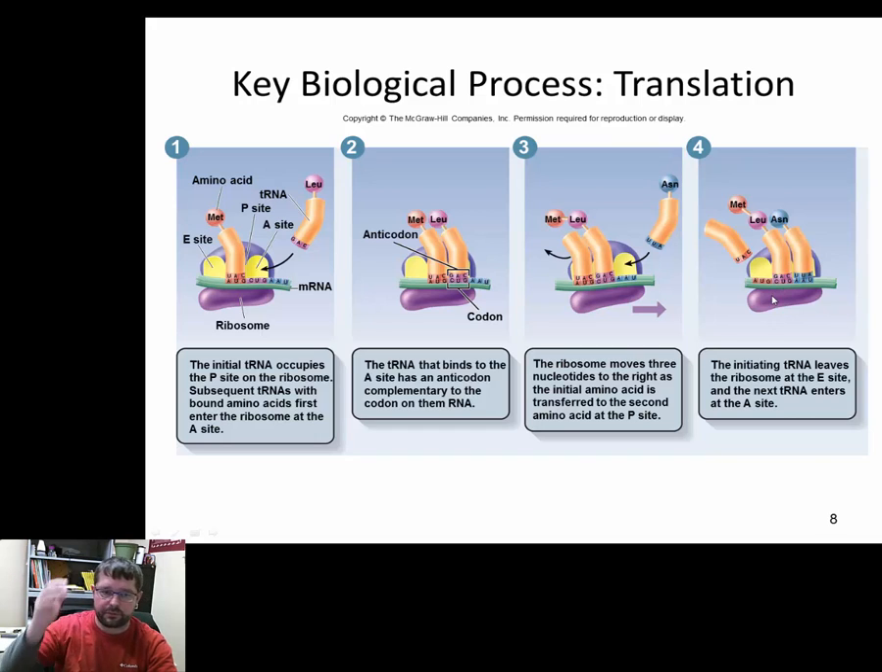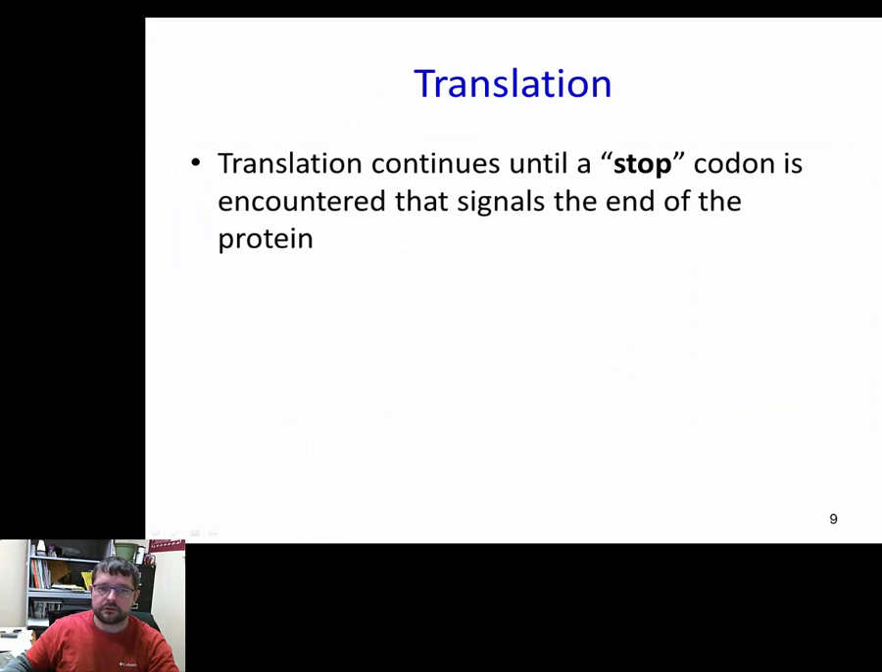A couple things are moving here. First of all, the messenger RNA is being threaded through the small subunit of the ribosome. At the same time, transfer RNA are coming into the A site, moving to the P site, moving to the E site, and kicking out. It's all happening very quickly. Once a stop codon is reached, that indicates the end of the protein. The large subunit and small subunit fall apart, the messenger RNA is released, and the protein is released.